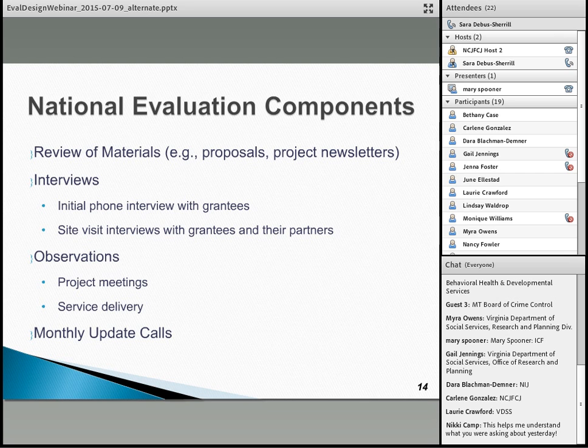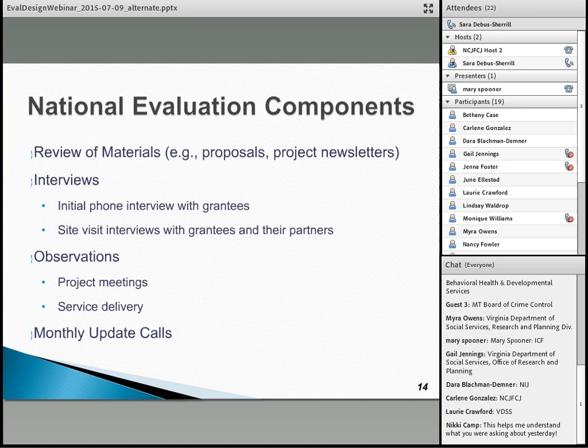Then we also are planning to do observations. So we would love, when we're on site, to be able to observe some of the project meetings and see how those work. And then we also may try to do some observations of service delivery depending on how feasible that is with the sites. So we can see just how is that changing in practice. And then, of course, we have our monthly update calls, which are really helpful for us to just stay in the loop in terms of what's going on with the projects and be able to track those big milestones.